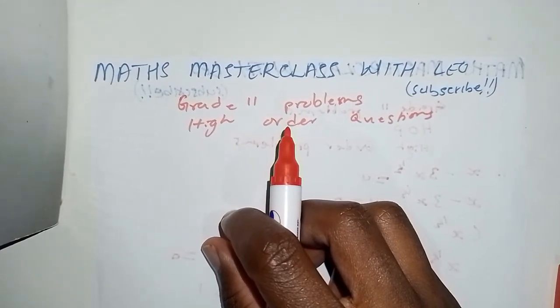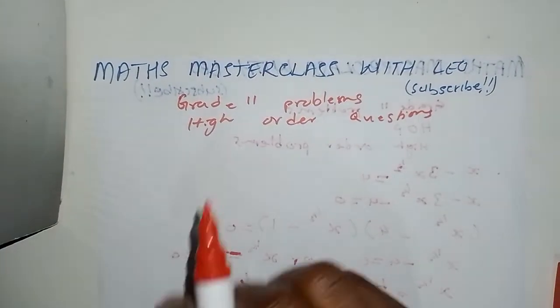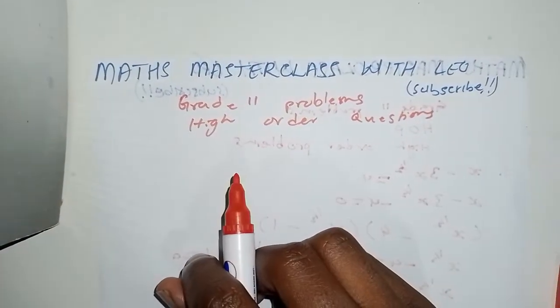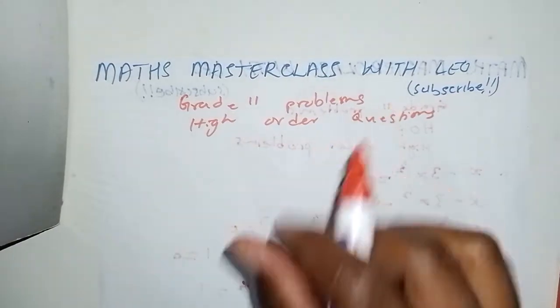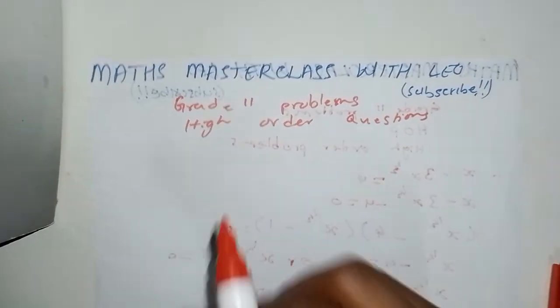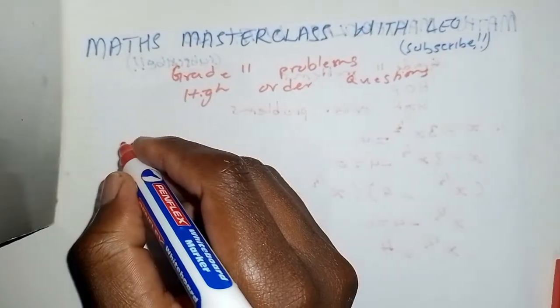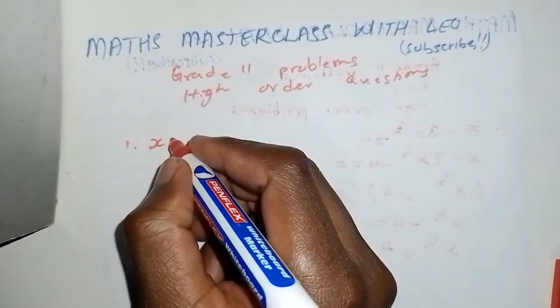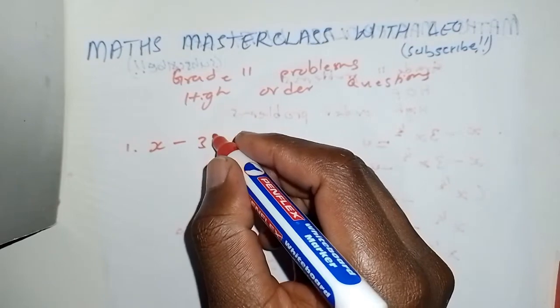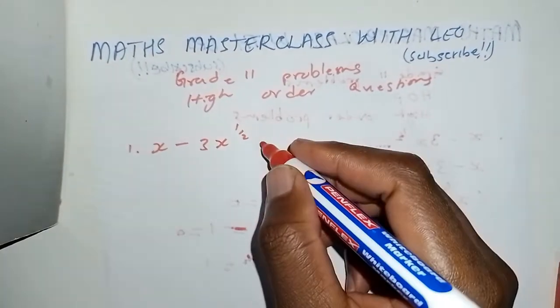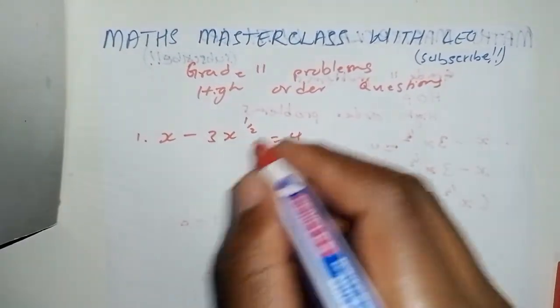Today I got these questions from grade 11 students. These are high order questions, right? They say we need to solve for x. The first question says x minus 3 x to the power half is equal to 4. Solve for x.